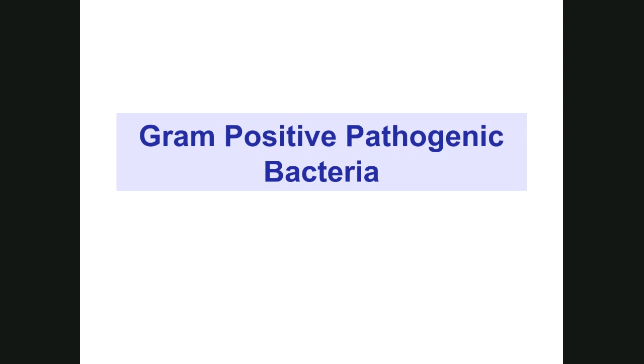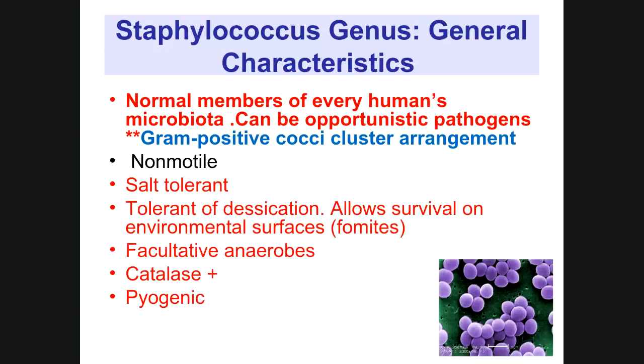I have written, in most of the PowerPoints, the page in the textbook from which the information comes, because it's been gathered from several of the chapters in the textbook. So as far as the gram-positive pathogens, the first genus that we're going to look at is the Staphylococcus genus. And you should already know a lot of the characteristics of the Staphylococcus.